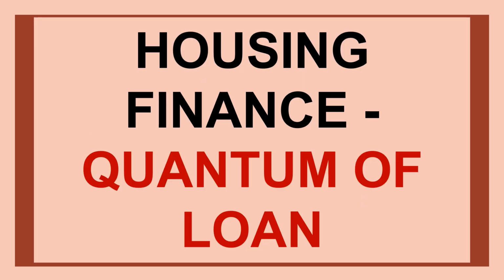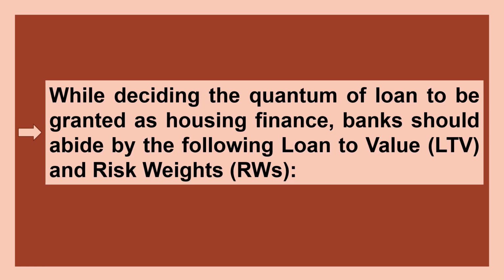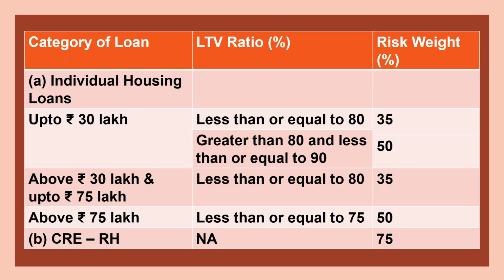Housing finance, quantum of loan. While deciding the quantum of loan to be granted as housing finance, banks should abide by the following loan to value, LTV, and risk weights. Category of loan: individual housing loans up to 30 lakh, LTV ratio less than or equal to 80%, risk weight 35%. Individual housing loans up to 30 lakh, LTV ratio greater than 80% and less than or equal to 90%, risk weight is 50%.